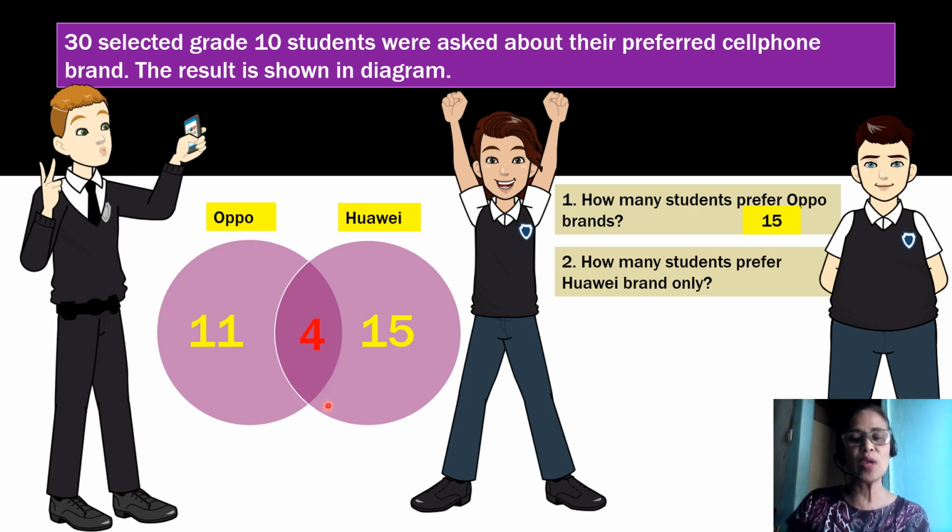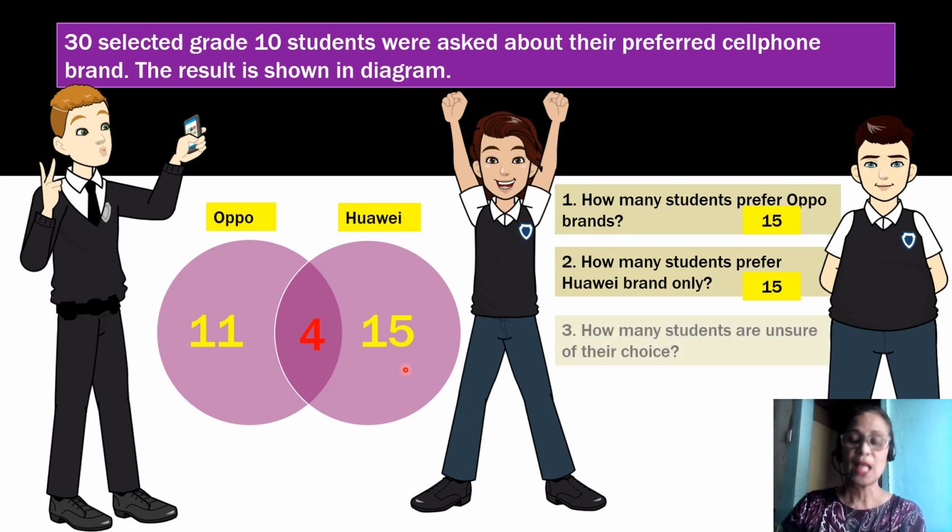So Huawei brand only, some students would answer 19 because 19 students favor Huawei. But because of this word only, it means those 4 students who prefer Oppo at the same time should not be in our favorable outcome. So we only have 15 students, this part only. Last question. How many students are unsure of their choice? Obviously, these are the 4 students in the intersection part. So there are 4 students who are unsure whether they like Oppo or Huawei because their choice is both.